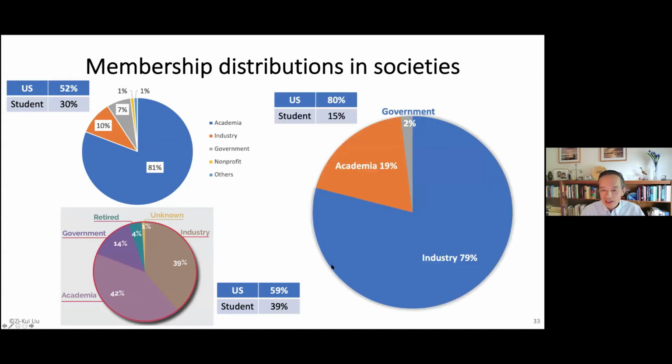And the third organization has 79% industry members. This is like 80%, right? I mean, 80% of college students go to industry. Then academia is 20%, and it's 80% in the United States and 15% students. Okay. So I think it's nice if everybody can put in the chat 1, 2, 3, which organizations you think they are.